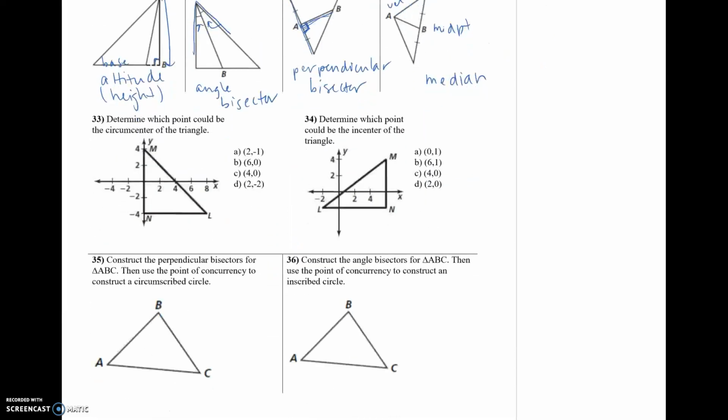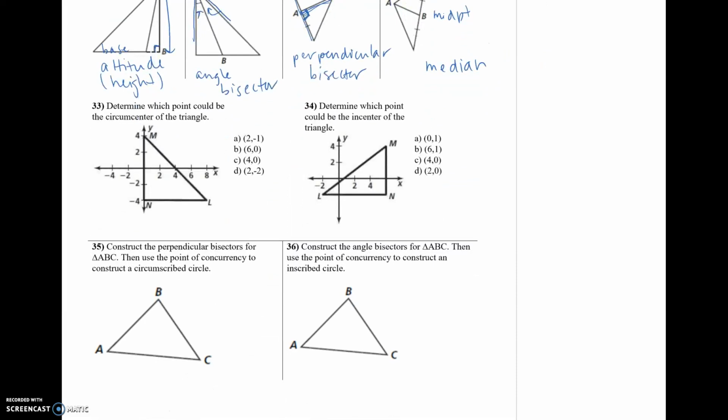All right, so scrolling down, for numbers 33 and 34, or at least I think these are the numbers. I'm looking at this and I feel like the ones we did in class looked a little different. But for these two questions, it says, determine which point could be the circumcenter of the triangle. So remember, the circumcenter is where the perpendicular bisectors meet.